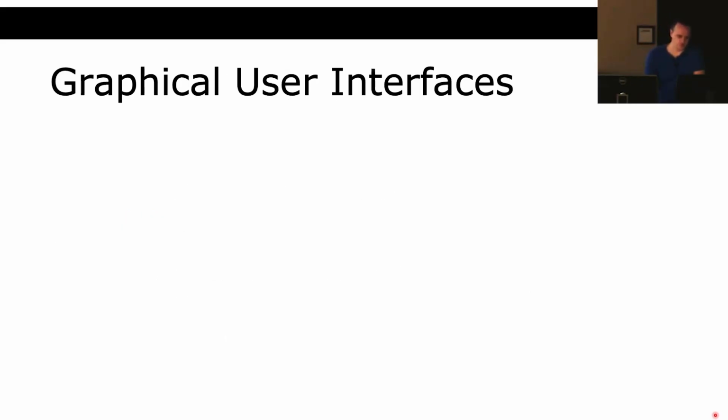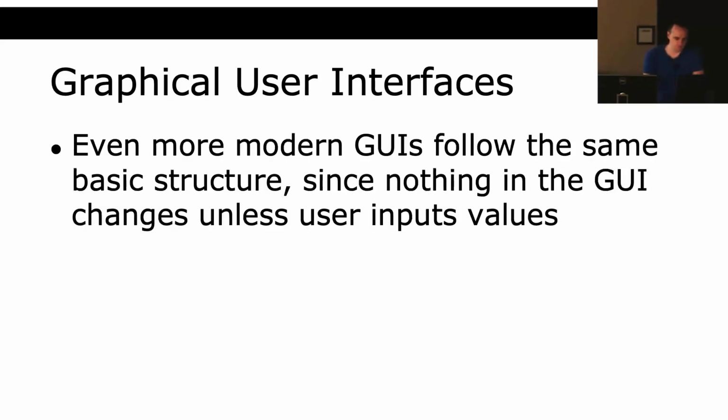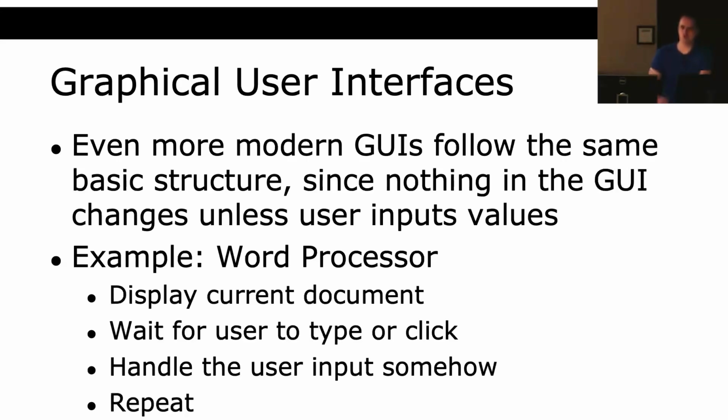Then at some point, you learned about GUIs, or graphical user interfaces. Even modern GUIs follow the same basic structure as this, since nothing in the GUI changes unless the user inputs some values. Now, for example, let's say we make a word processor, right? And I know that this is not how a modern Microsoft Word will work. For example, it might have a blinking cursor. It might have Clippy down in the bottom right doing some stuff. But this is a very basic, most simple possible word processor where it literally does nothing until you start typing into it.